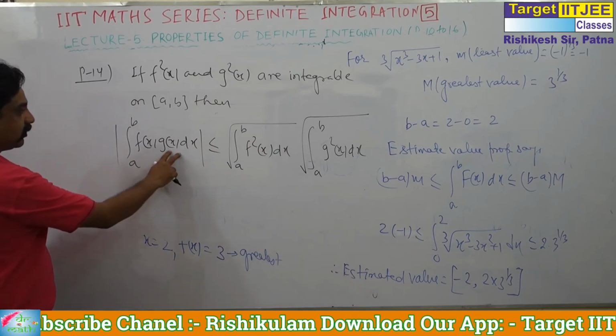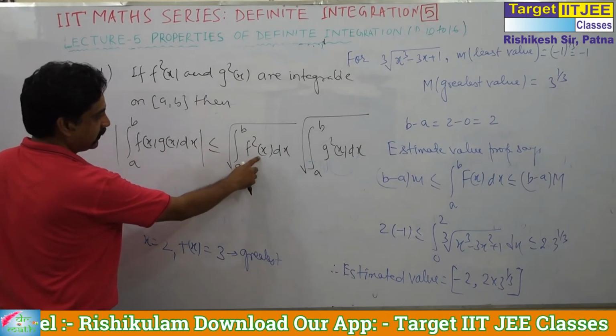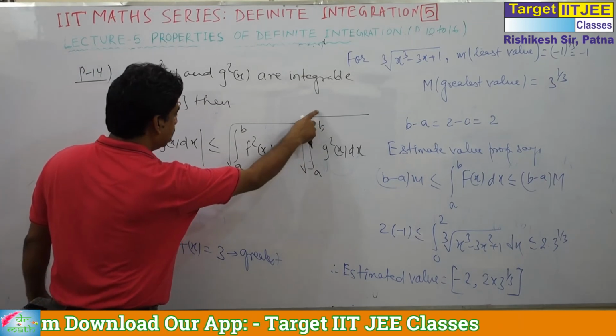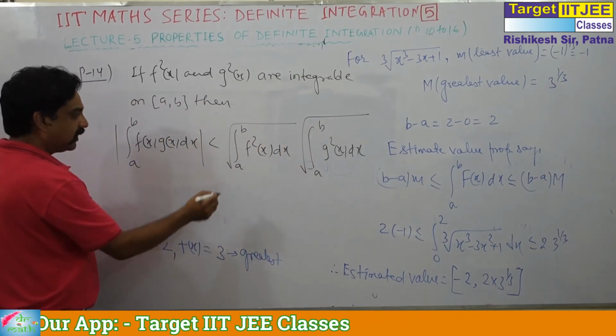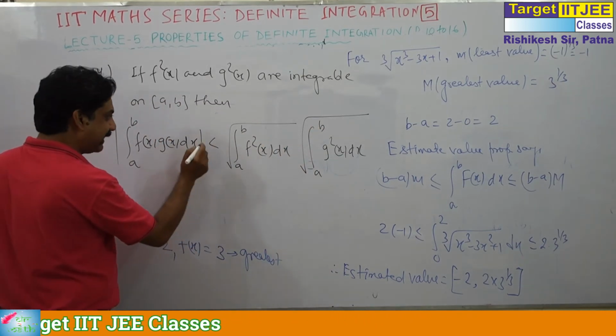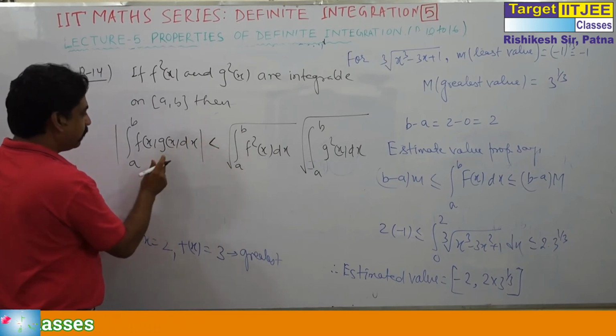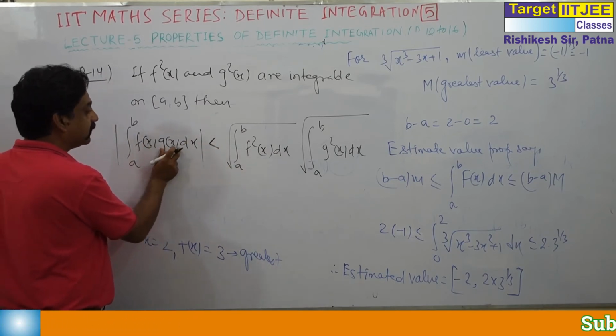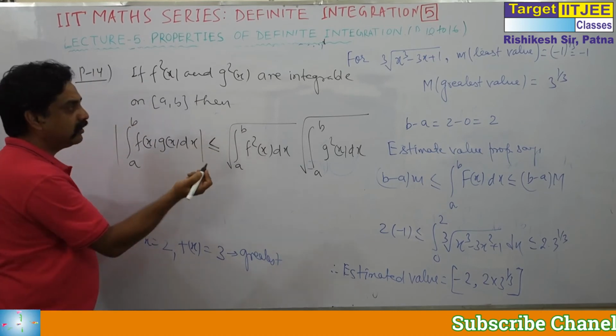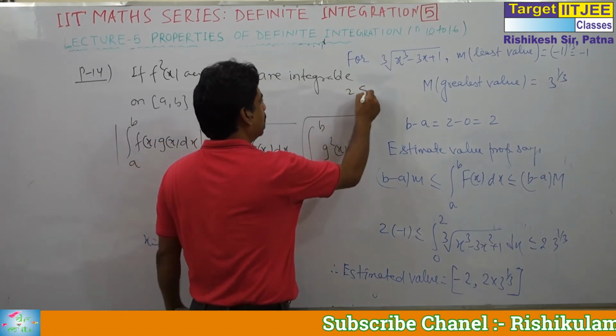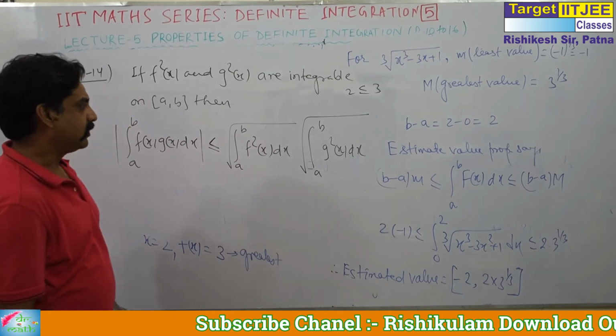Okay. This is the product of two functions. This is squaring, then square root. Actually, normally the less than sign holds most of the time. But when fx and gx are identical, then equality also holds, and there is no problem. We can say 2 is less than or equal to 3. No problem in it.